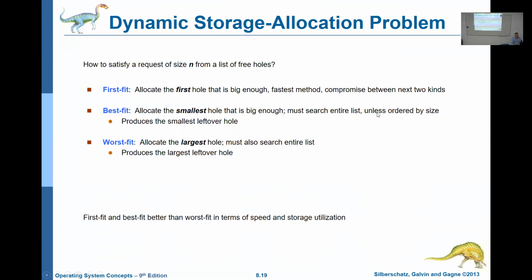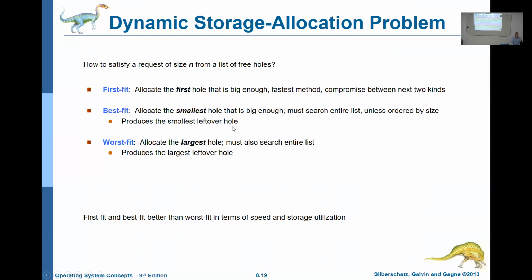Must search the entire list. I have to go through everything, compare them all and keep track of their sizes. Unless ordered by size. Theoretically, if I keep track of them by their size, then maybe I could not go through them all. But the point is I have to check a lot. Produces the smallest leftover hole, right?